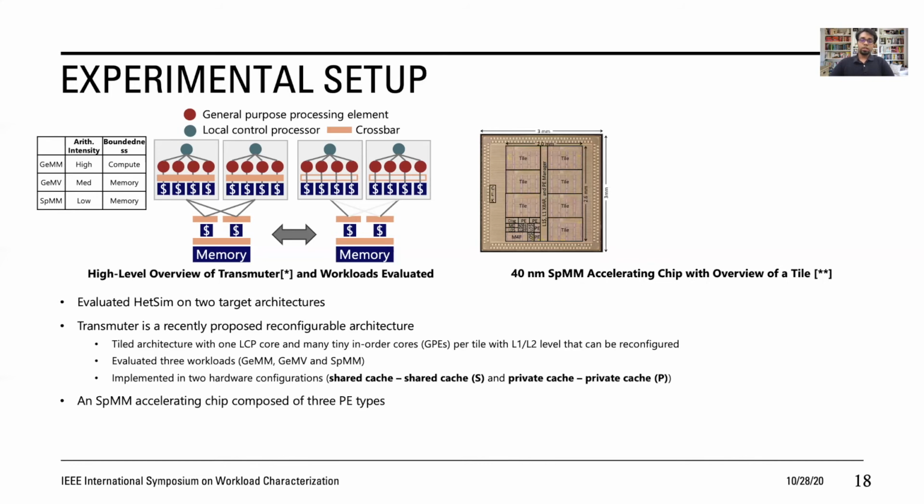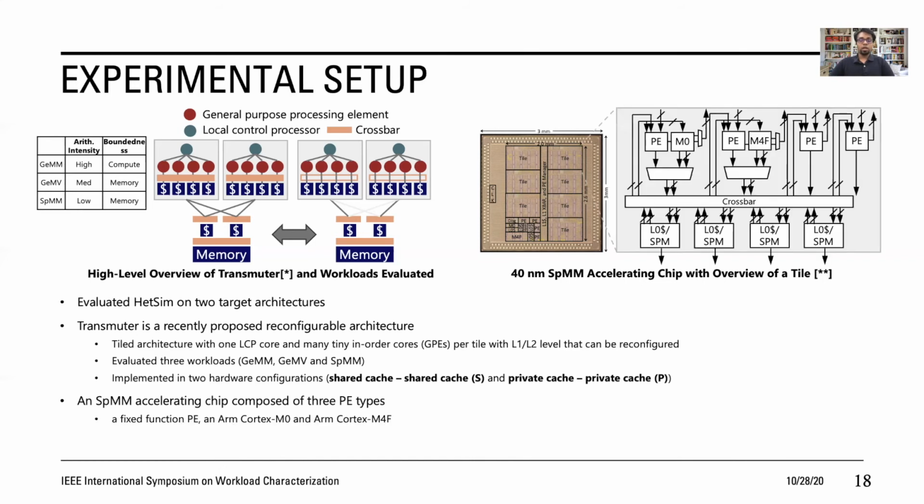The second target is an SpMM accelerating chip that uses three kinds of processing elements: a fixed function PE, an ARM Cortex M0 processor, and an ARM Cortex M4F processor. We focus on the first system in this work for demonstrating the efficacy of HetSim and use the second system for validation of HetSim against real silicon. Finally, we evaluate HetSim on a 32-core AMD Threadripper machine with 128 gigabytes of main memory.